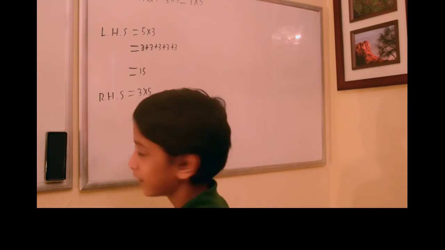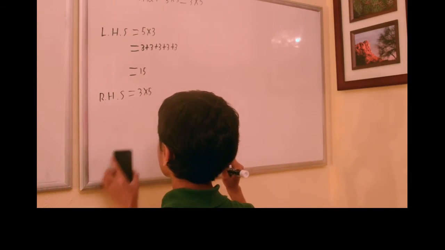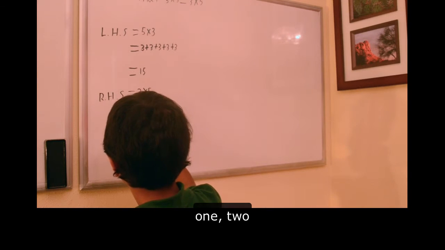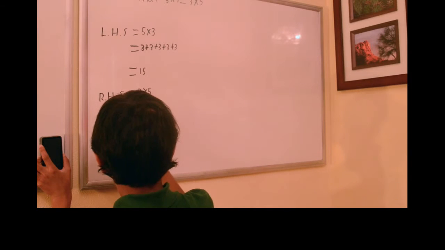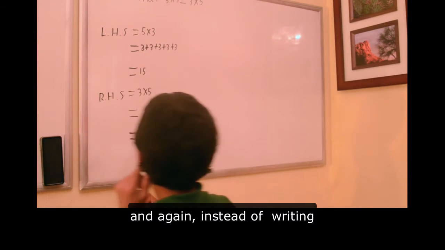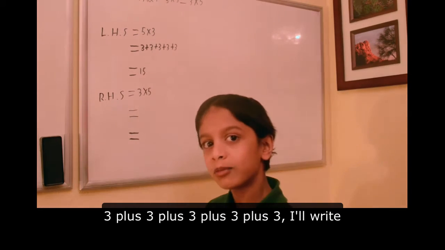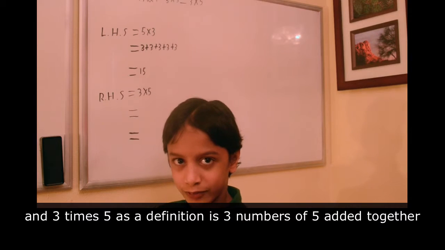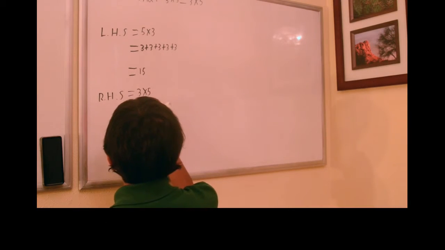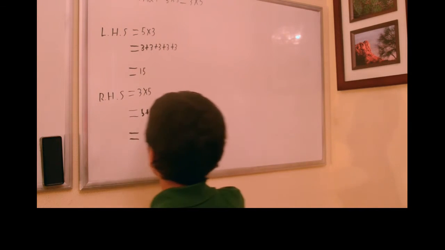Right hand. Two equal signs again. And again, instead of writing 3 plus 3 plus 3 plus 3 plus 3, I'll write 5 plus 5 plus 5. And 3 times 5 as a definition is 3 numbers of 5 added together. Okay, there we go.